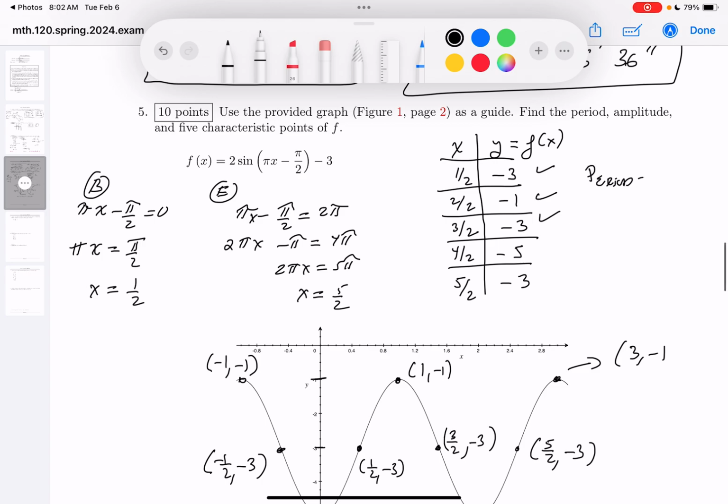What's the period going to be? It's the distance between these two values, which is going to be 4/2 or 2. I got the period down. Let me put down the amplitude.